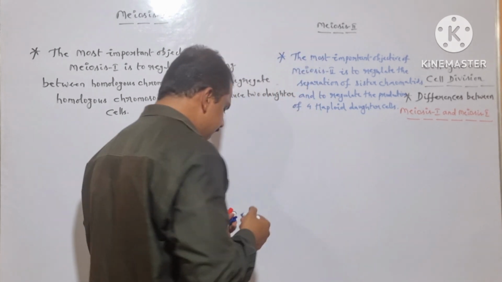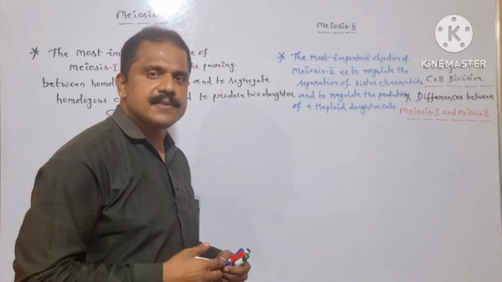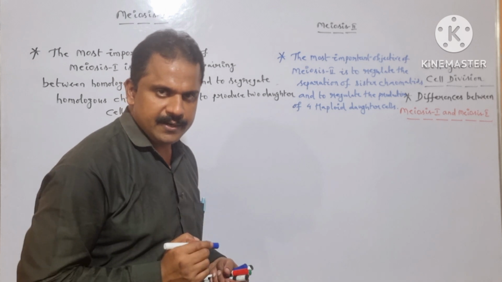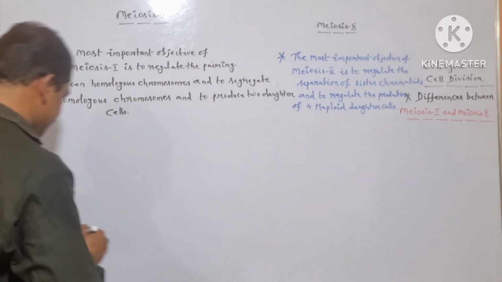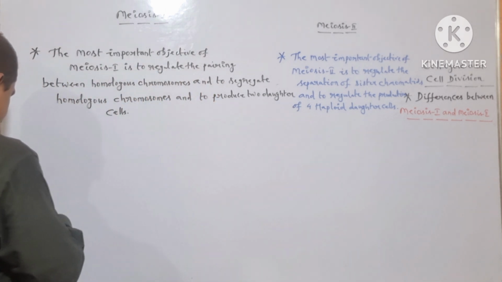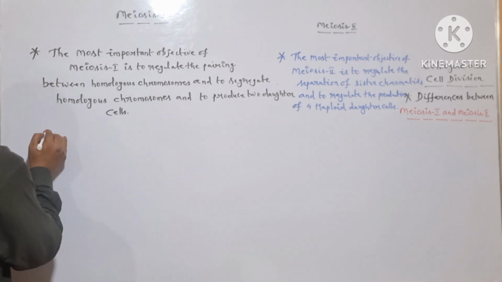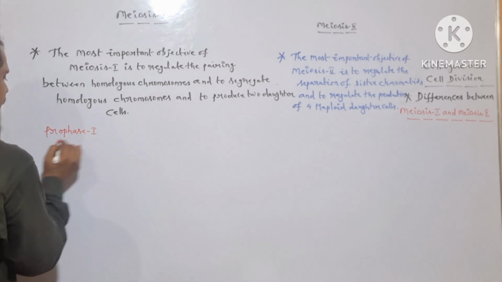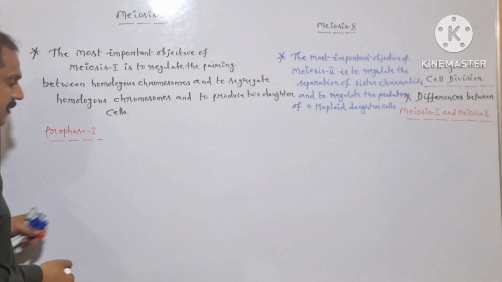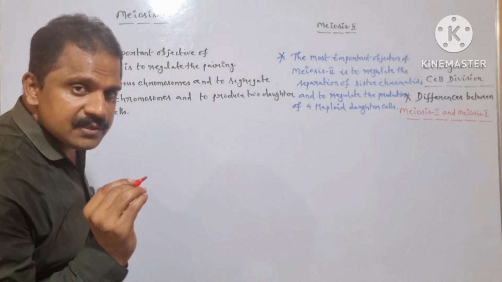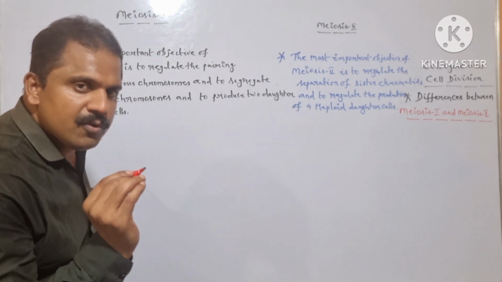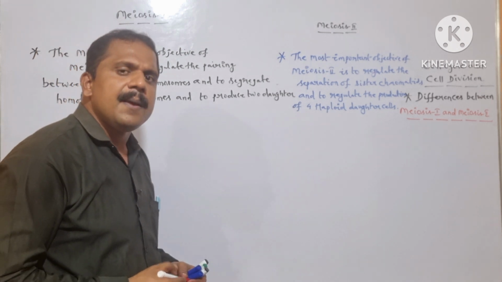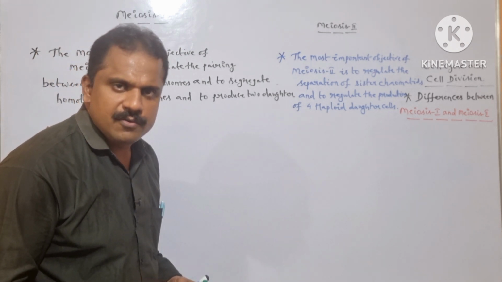Is it clear? And right now we will be studying the basic differences between each individual phase of Meiosis-1 and Meiosis-2 in detail. So at first, if we consider prophase 1 of Meiosis-1, what exactly happens during prophase 1? During prophase 1 of Meiosis-1, pairing between the two homologous chromosomes takes place.